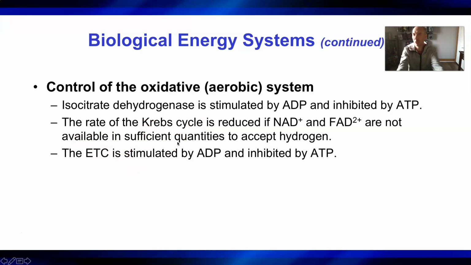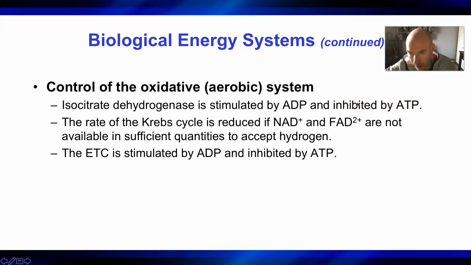So again, we don't really need to get into that in detail now, but let's talk about some things that we do want to know. Let's again talk about what stimulates and inhibits this system. And they're going to look much the same as what we saw with glycolysis. The rate-limiting enzyme for the Krebs cycle is isocitrate dehydrogenase. And that is stimulated by the same thing that stimulates the other systems, ADP, and inhibited by the same thing that inhibits the other systems, and that's ATP, right?